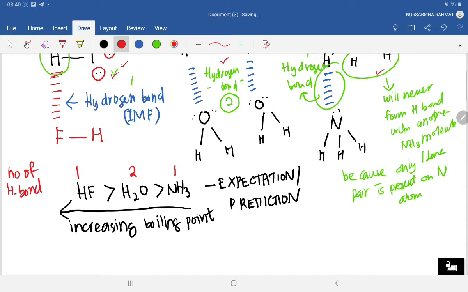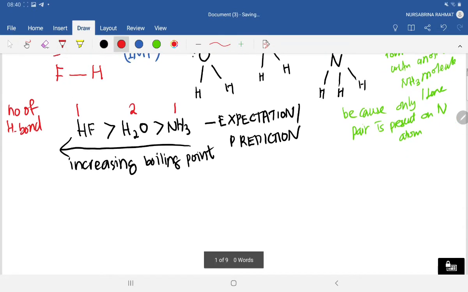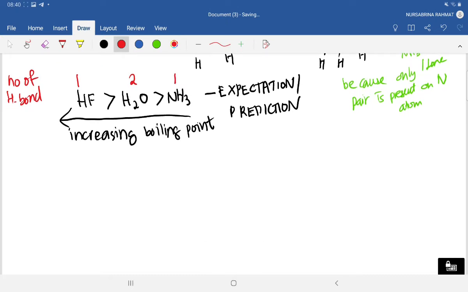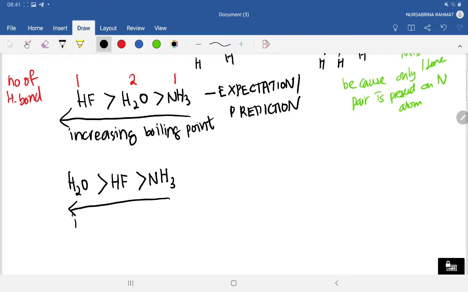So the trend in boiling point is slightly different for hydrogen fluoride and ammonia. In reality, you're going to see water has the highest boiling point, followed by hydrogen fluoride, and ammonia still in third ranking in the trend of boiling point between these three molecules. So this is the reality.